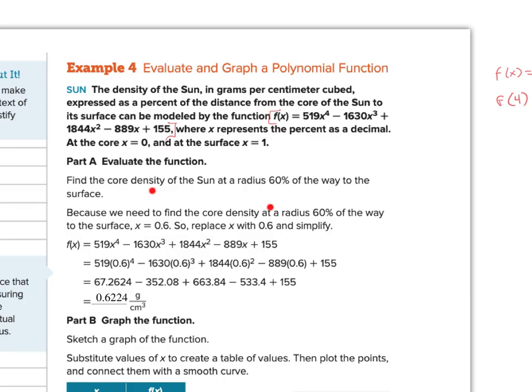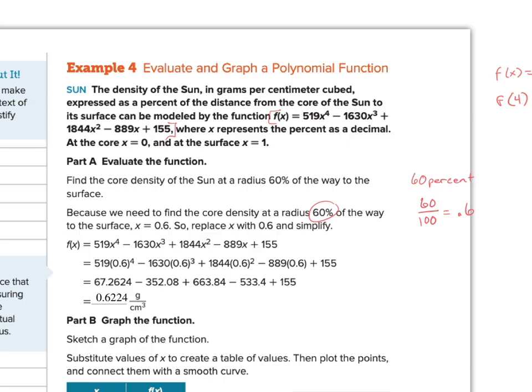So find the core density of the sun at a radius of 60% of the way to the surface. You have to write it as a decimal, and just understand that 60% is equal to 0.6. You can put it in the calculator, 60 divided by 100, 0.6, but understand that it is 0.6.